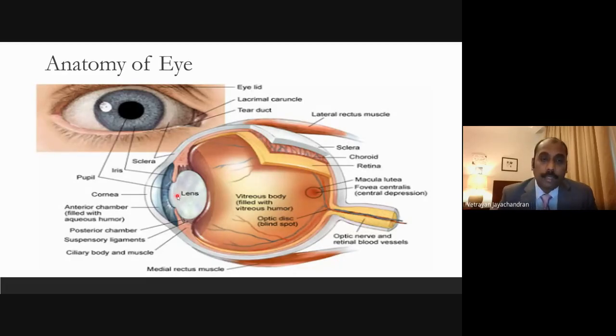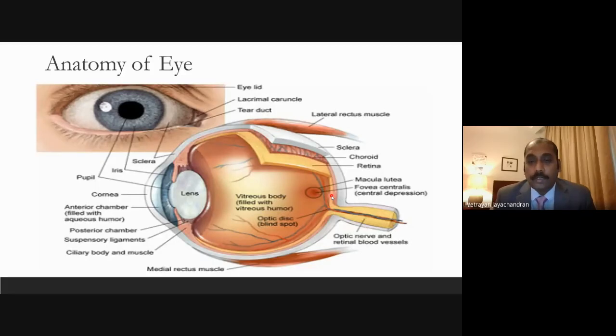After the pupil, you can see the lens. The light perception of the images falls on the lens, and the lens transfers the information straight to the retina. The retina is the part which receives the images, and the image falls on this retina. From the retina, the image is converted into light signals by means of receptors. We call them photoreceptors.